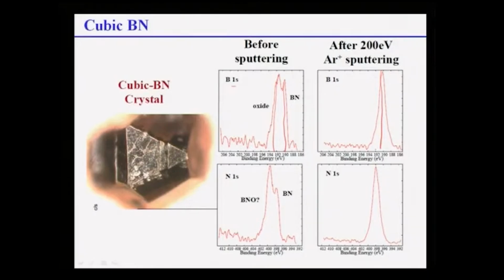Now, if you do not sputter, what happens to the nitrogen peak? Nitrogen 1s, this is BN, this is oxide. So, this is not a boron nitrogen oxide, this is basically boron oxide, B2O3 or something. If you do the sputtering, you see only the nitrogen peak corresponding to BN. So, the chemical shift of the boron and nitrogen 1s peak positions is also a function of oxygen presence on the surface. That can lead to some oxide formation.